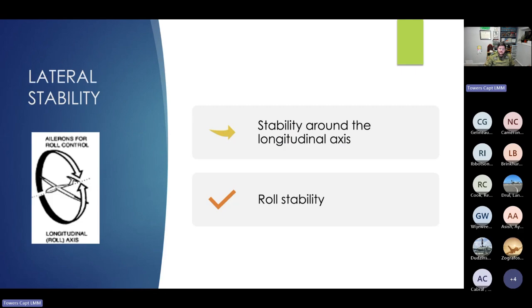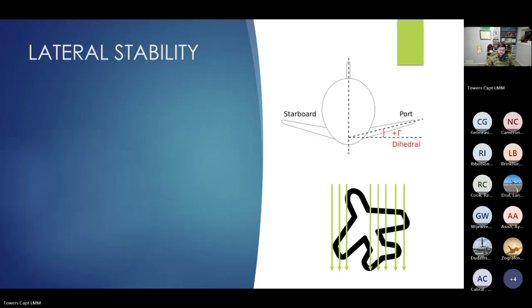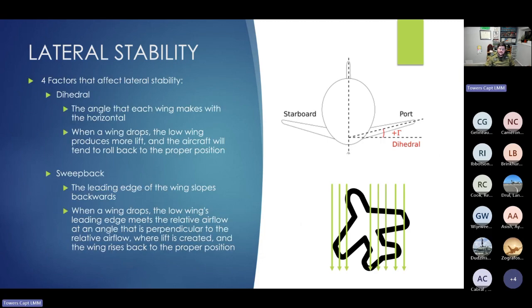Moving on to lateral stability. Lateral stability is stability around the longitudinal axis. It's also known as roll stability. There are four factors that affect it. Number one is the dihedral, which is the angle that each wing makes with the horizontal.